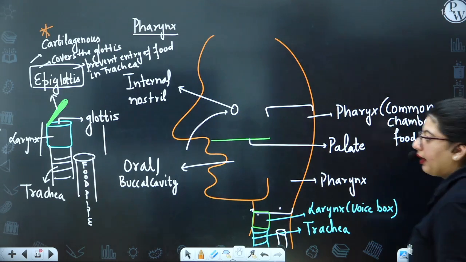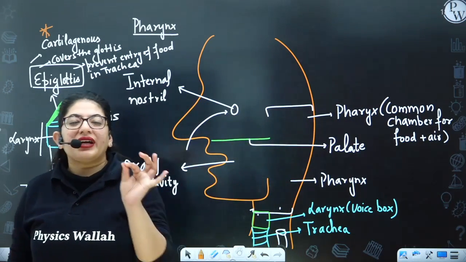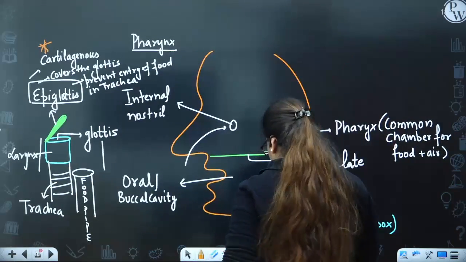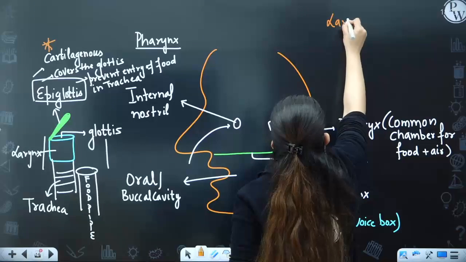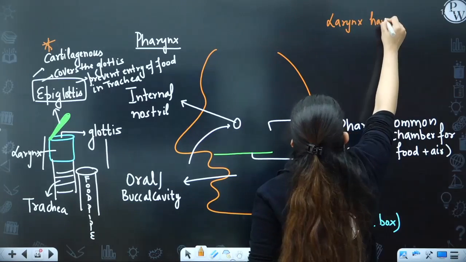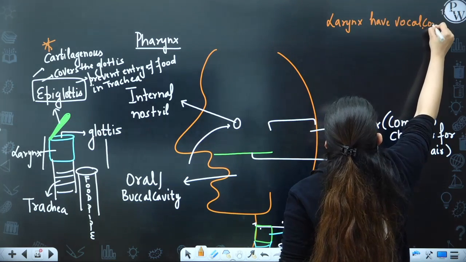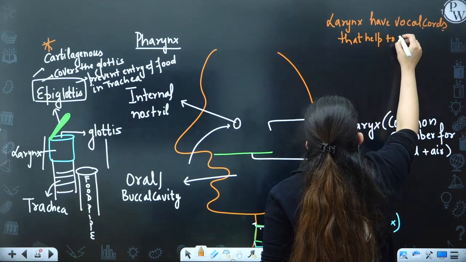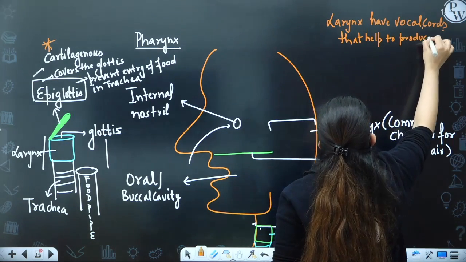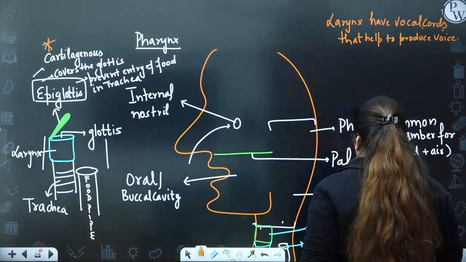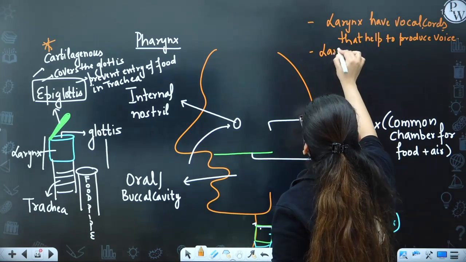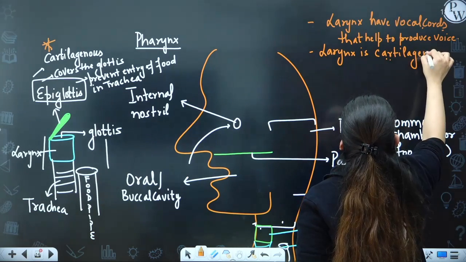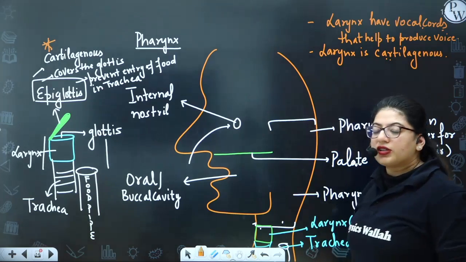All right. This larynx has small string-like structures. What do you call them? Vocal cords. So the larynx has vocal cords that help you to speak or produce voice. What is it made up of? The larynx is made up of cartilage. The larynx is cartilaginous. All right, boys and girls, let's move further. So this was all about the pharynx.